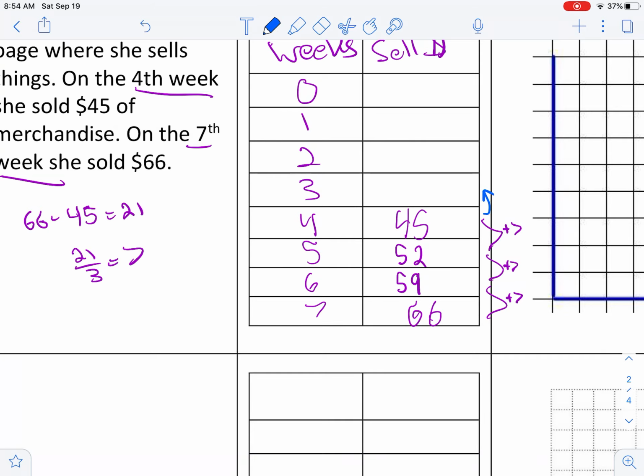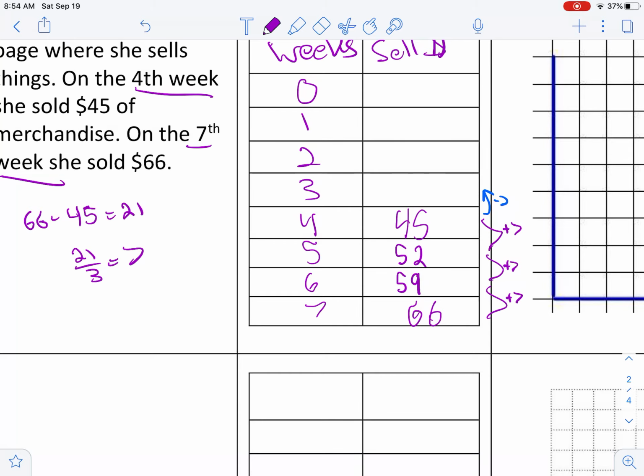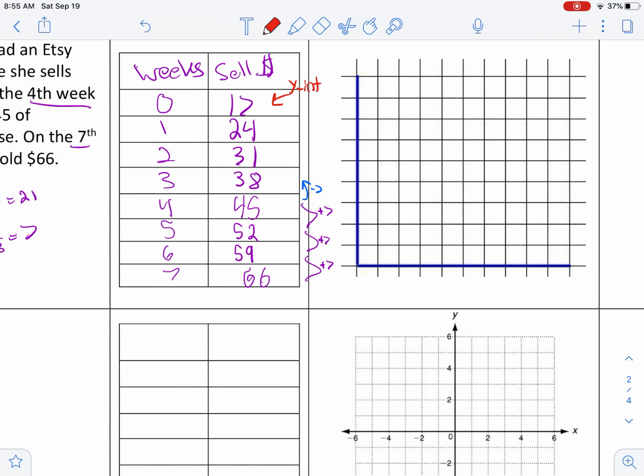Okay, now if I want to go backwards, I'm going to minus 7. That's the same pattern, just going the opposite way. So 45 minus 7 is 38. 38 minus 7 is 31. 31 minus 7 is 24. And then 24 minus 7 is 17. And what is nice is that this point right here is my y-intercept, because that is at 0 weeks.